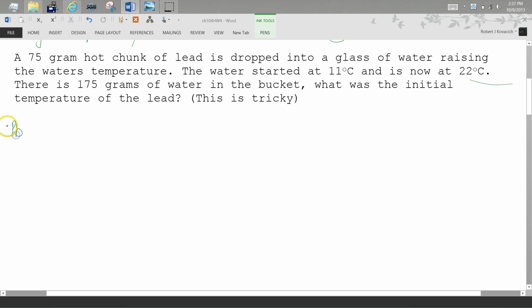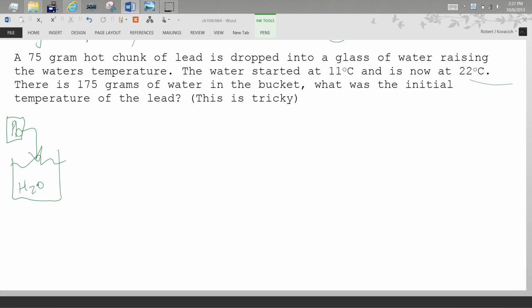So I've got myself a little chunk of lead, and this little chunk of lead is going to go into a container of water. And what happens to the water's temperature? The temperature goes up. So what's that tell you about the lead? It's warmer than the water. It's got to have a higher temperature than the water's temperature, right? Okay, so the lead is warm, the water is relatively cool.